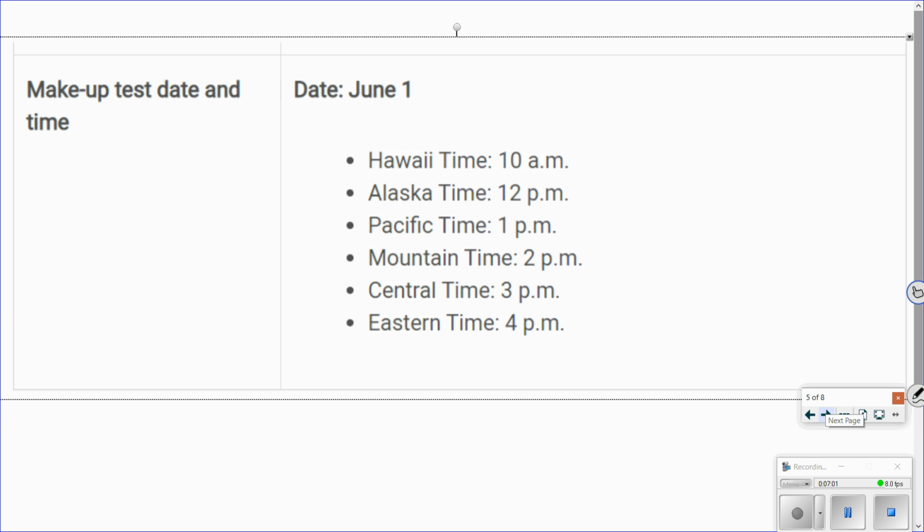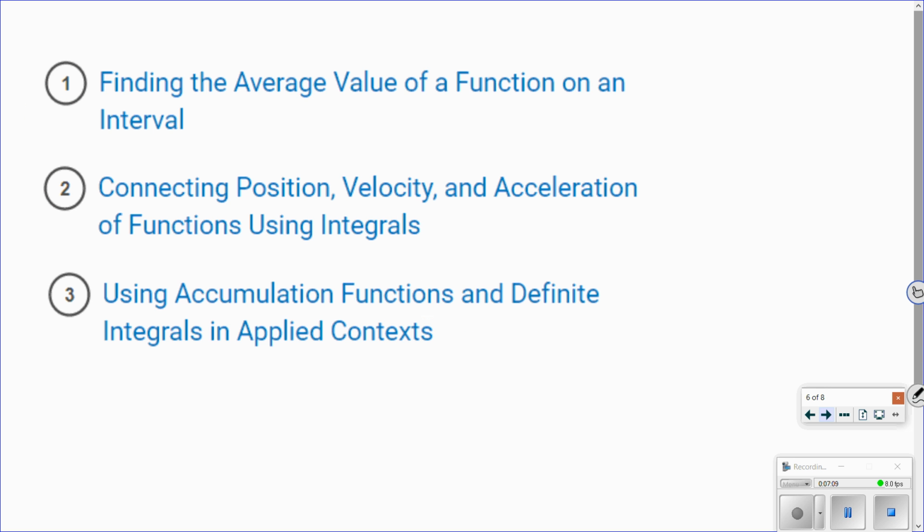This is the makeup test. It's on June 1st. Again, I'd be surprised if any of us want to do this, but that is an option if you can't take it the day you're supposed to, May 12th.